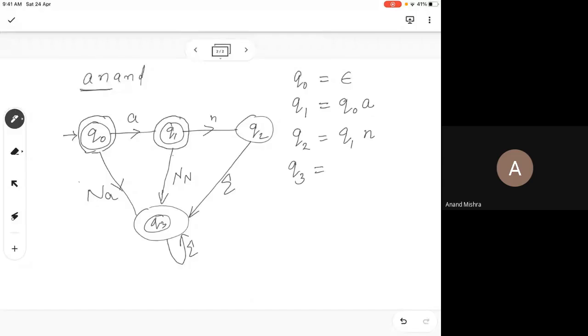Then Q3 has a lot of incoming transitions. Actually, we need to write all of them. So first it is coming from Q0 and A, Q1 and small n, then Q2 sigma, and then Q3 sigma, right? So these are the incoming transitions for Q3.